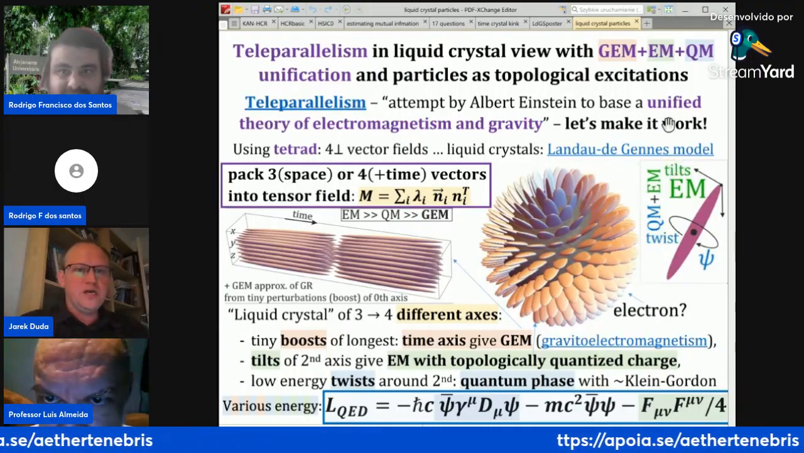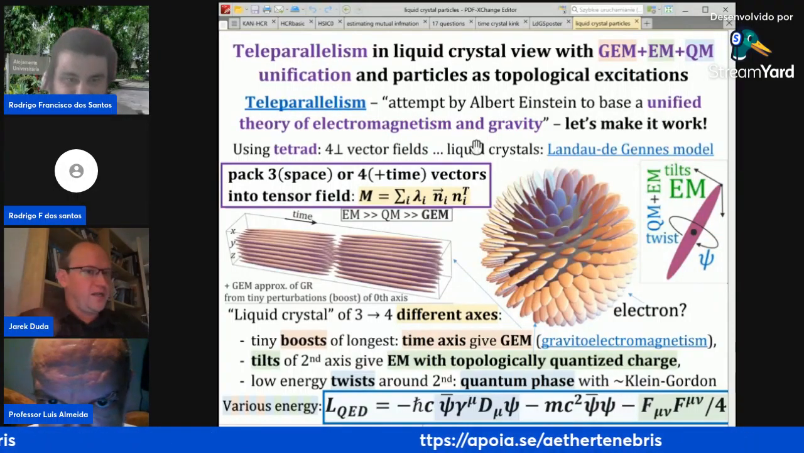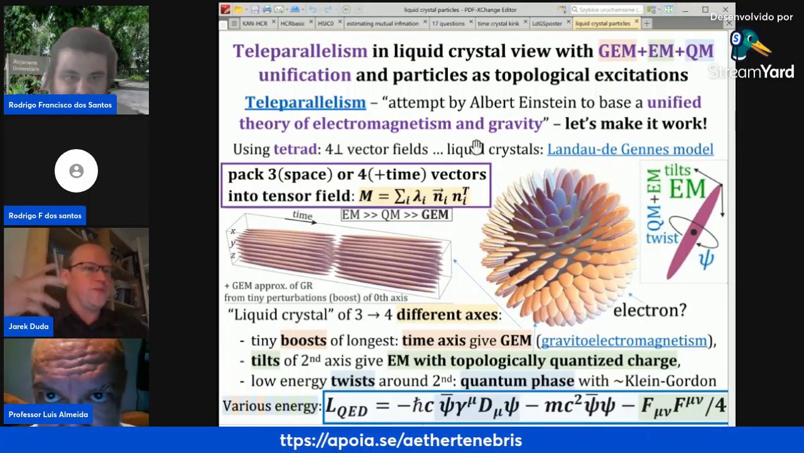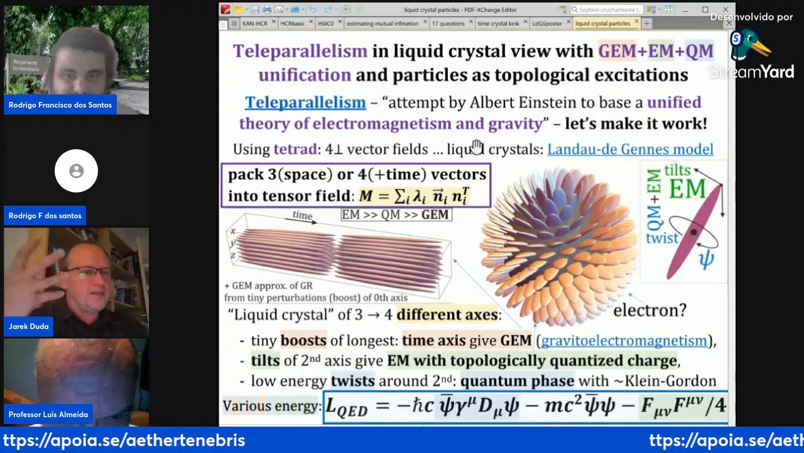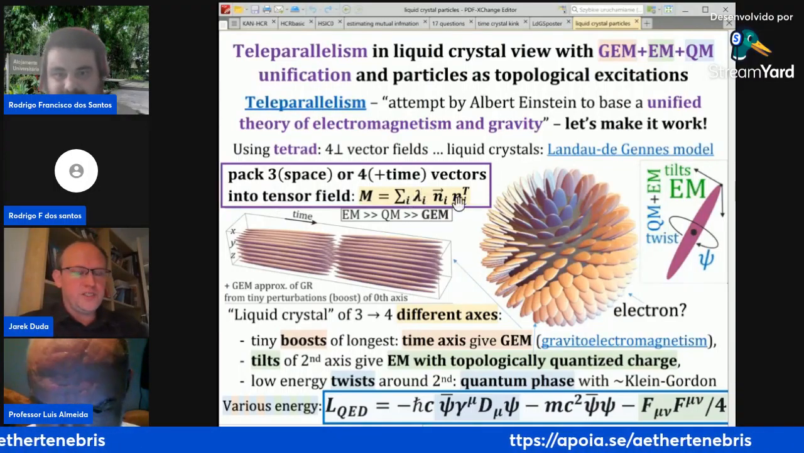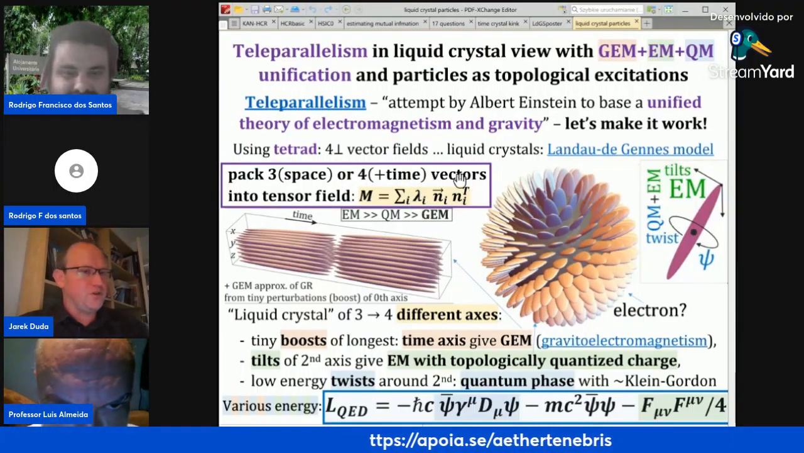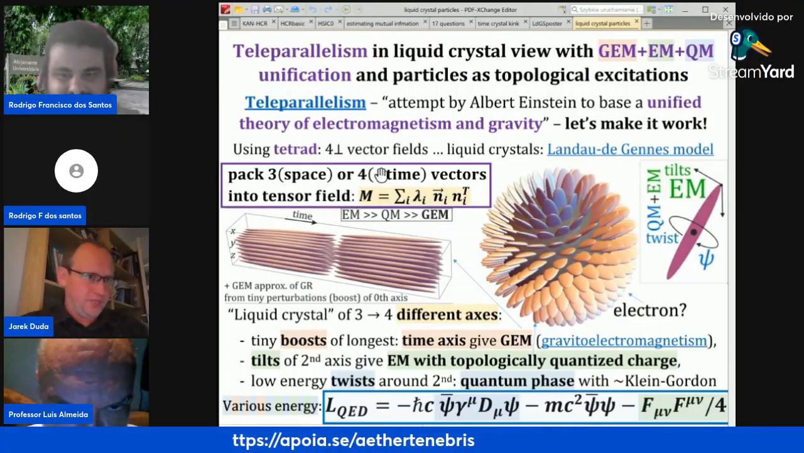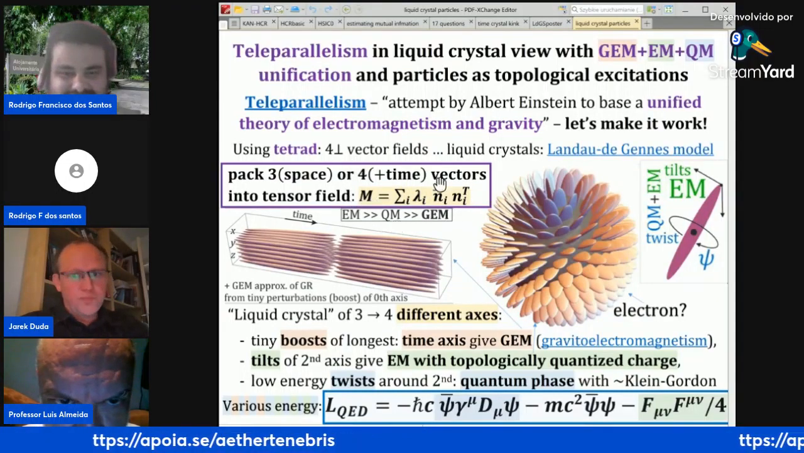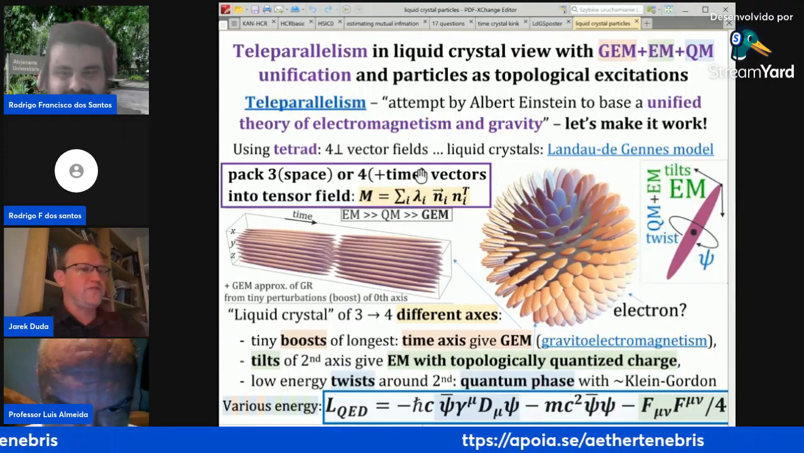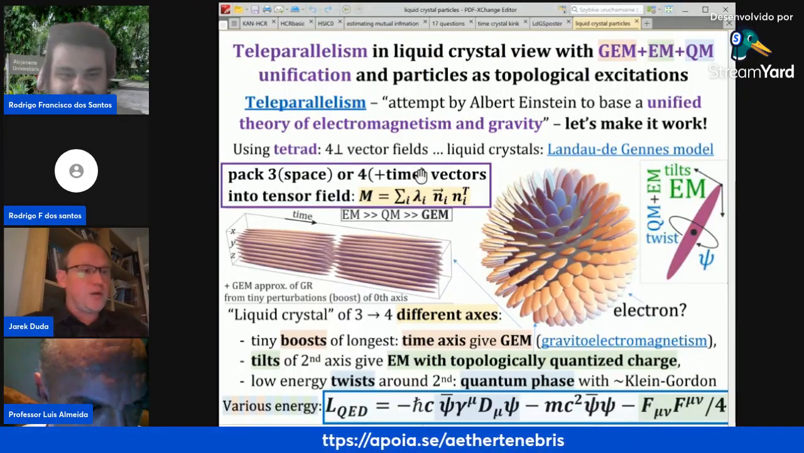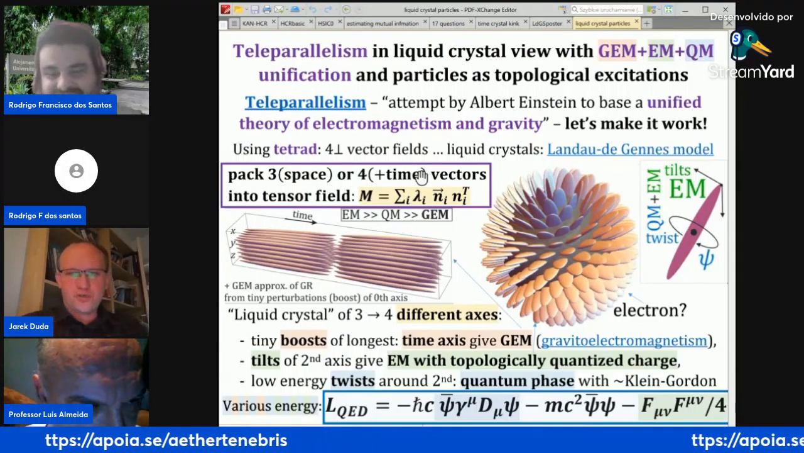I based on it. As in teleparallelism we use four orthogonal vector fields, here we can pack them into one tensor field. We take the three or four vector fields and pack them into one tensor field, but it requires that we distinguish their lengths. We need to distinguish the four vector fields. I would say it's crucial also to get the different forces.